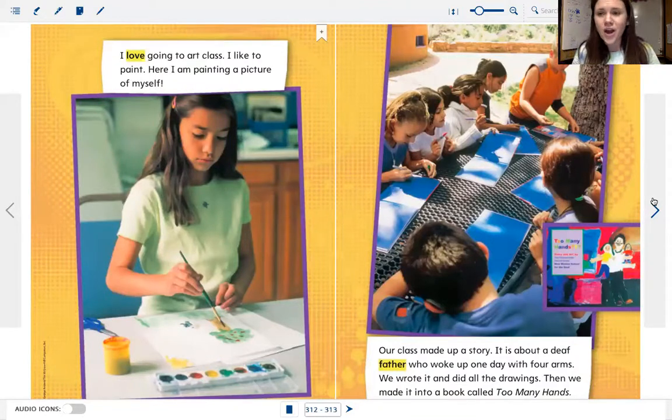I love going to art class. I like to paint. Here I am painting a picture of myself. We've made illustrations of ourselves too. Our class made up a story. It is about a deaf father who woke up one day with 4 arms. We wrote it and did all the drawings. Then we made it into a book called Too Many Hands. Wow. What an interesting story.